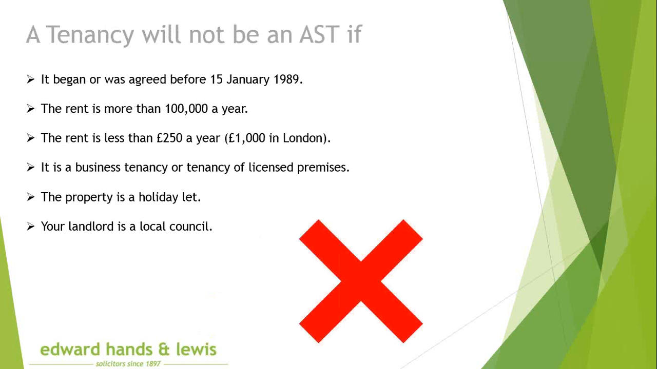A tenancy will not be an AST if it began or was agreed before 15th of January 1989, the rent is less than £250 or more than £100,000 a year, it's a business tenancy, licensed premises or holiday let, or you rent the property from a local council.